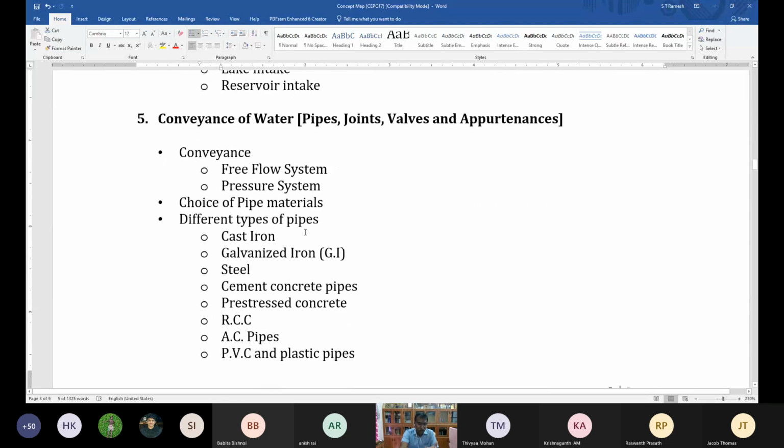Now the sources have been identified, and now we have to convey the water with 2 different conveyance methods. One is the free flow system, another is the pressure flow system. Free flow systems are what I meant by gravity flow; you need not depend on pumping. Pressure systems obviously use pumping. Elevations may not permit gravity flow, and either way you have to pump the water from the source to the treatment plant, and from the treatment plant again to the consumers. We'll be discussing different conveyance methods and how to select the pipe material for different conveyance.